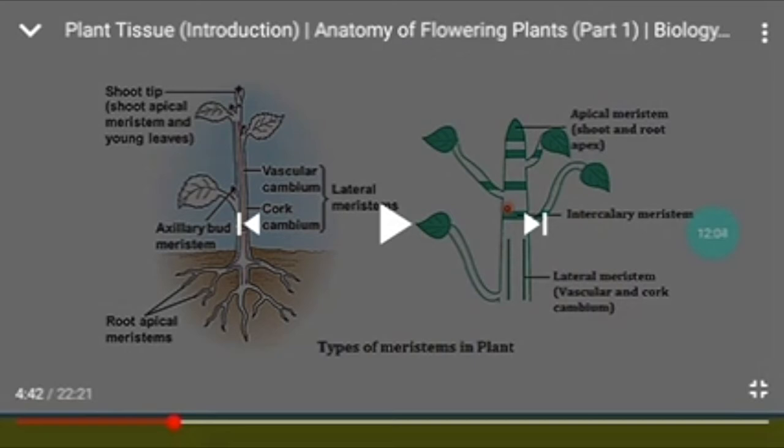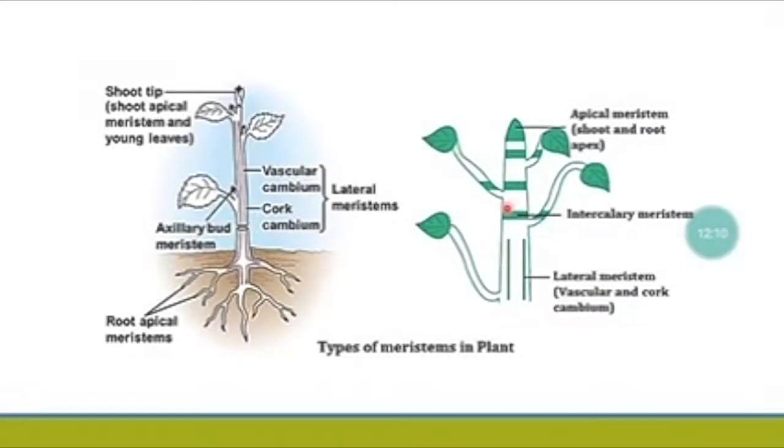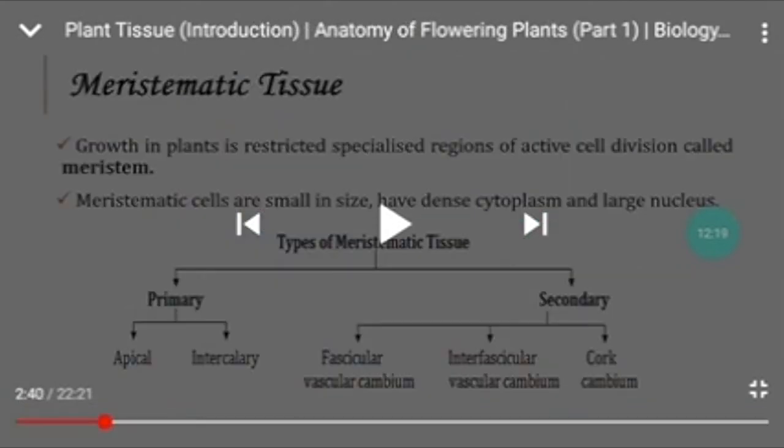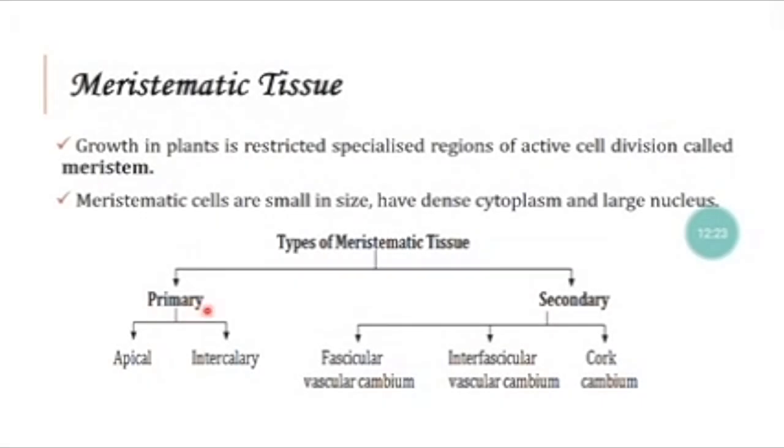One is the structure, another one is types, another one is the function. In the structure wise, the types are there we can explain, and their functions are here. So normally in the meristematic tissue, let's see, there are two different types of meristematic tissue. One is primary, another one secondary. Primary means the type of tissue that helps in the first growth of the plant part. Secondary growth is called secondary tissue.